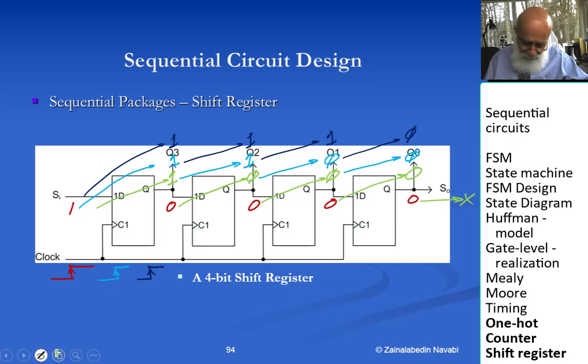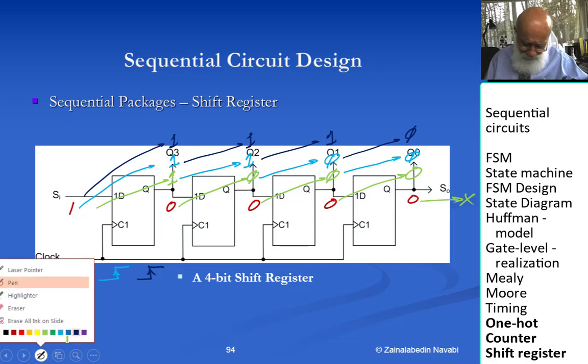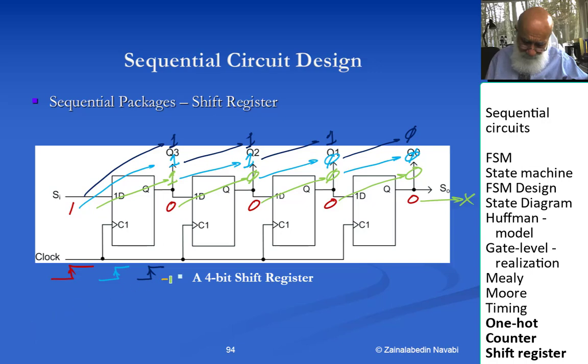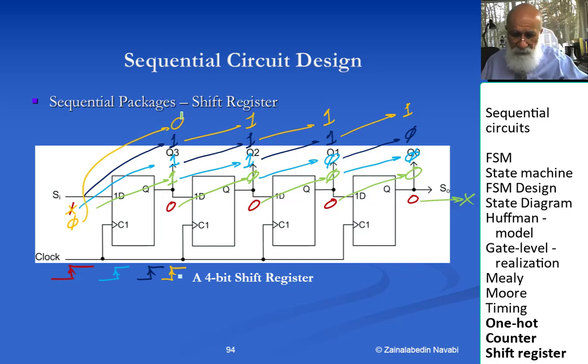Let's do one more clock. And let's say in this clock this became 0. This 1 will go here. This 1 will go here. This 1 will go here. And now I have a 0 that would go here. What is really happening is the data is shifted one place to the right. And this is a 4-bit shift register, right shifter.